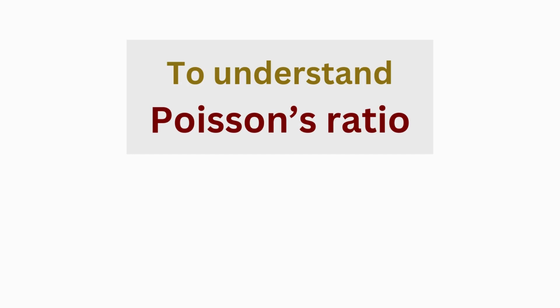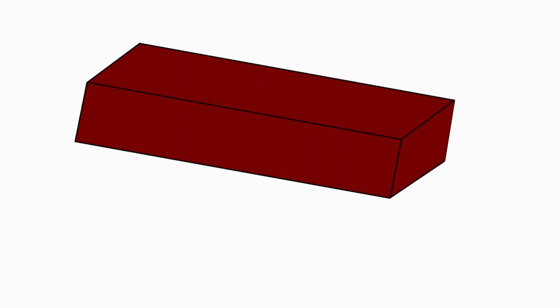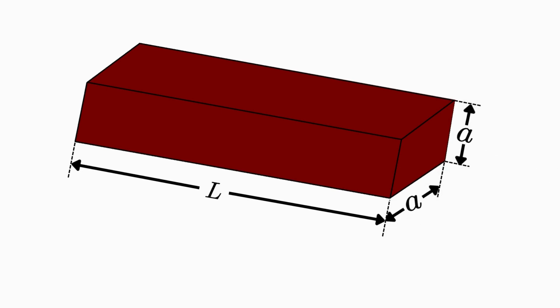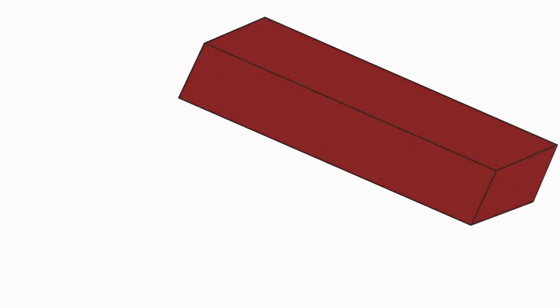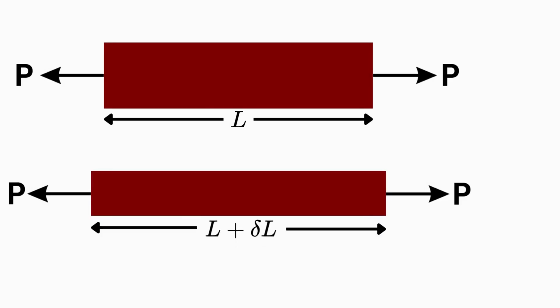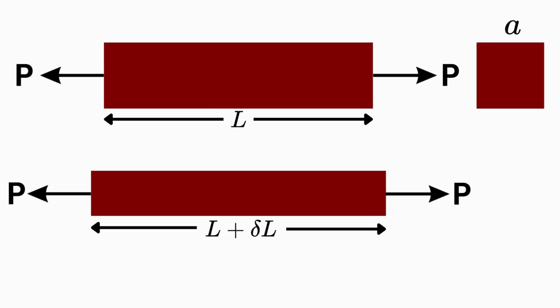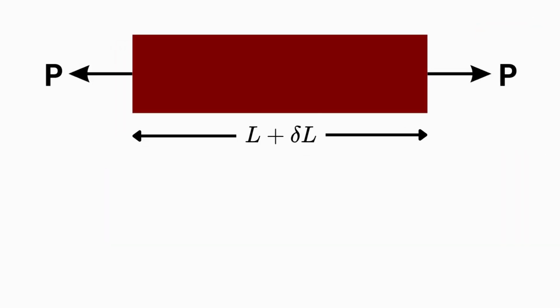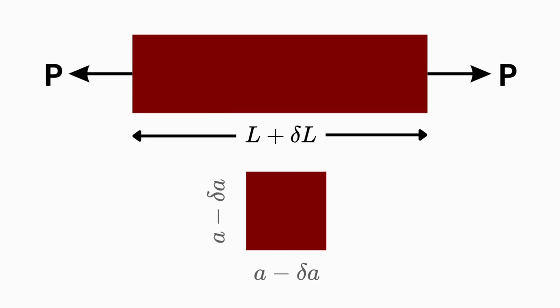To understand Poisson's ratio, consider a body that has a length L and a square cross-section, with sides of length A. When a body is subjected to an axial tensile load, there is an increase in the length of the body, but at the same time, there is a decrease in other dimensions at right angles to the line of action of the applied load. So the body feels axial deformation and also deformation at right angles to the line of action of the applied load.